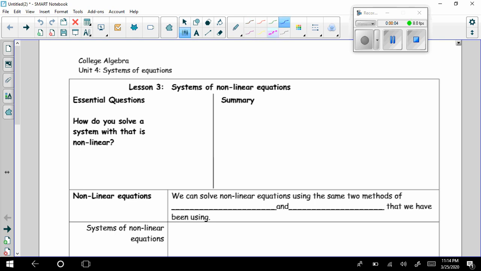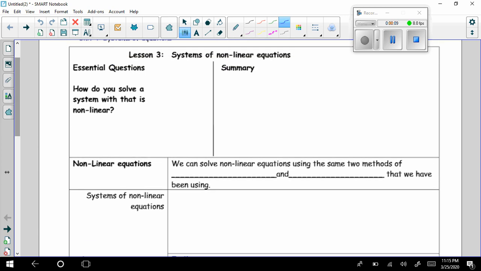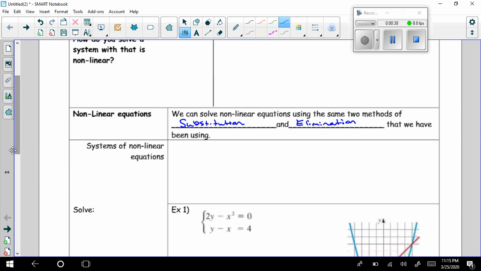Hey everyone, so moving into lesson 3, we're going to look at nonlinear equations. This may be completely new as far as systems go for you, I'm not sure. But when we solve nonlinear equations, we're still going to use the same methods that we've been using. So you can solve them with substitution and elimination. Recognizing when to use which one is key for these. Same methods that we've been using, you're going to apply those same principles.